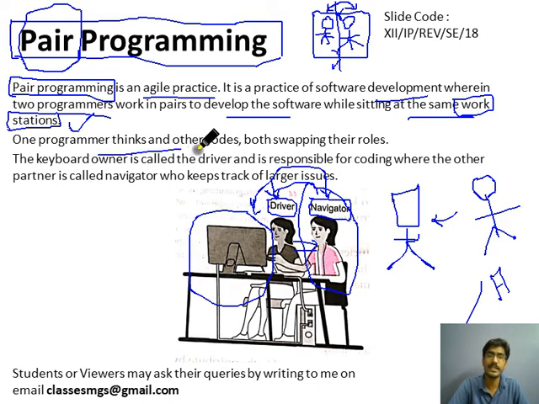So one programmer thinks and the other codes. One programmer will tell the other to write this line of code and the driver will write it, and after a few hours the navigator might become the driver and the driver will become the navigator. The keyboard owner is generally known as the driver. The developer who has the keyboard is the driver, and the developer who doesn't have the keyboard acts as the navigator. He will look into the code written by the driver and help in the software development process. Okay, this is the concept of pair programming.